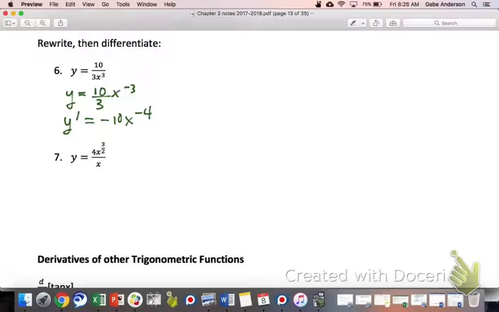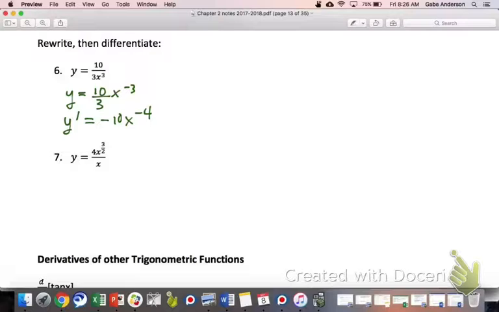Okay, so then number 7. This is even worse, isn't it? Because you could look at this and be like, oh, well, now there's an x in the top and there's an x in the bottom. I have to use the quotient rule. Wrong. Because it's just x to the 3/2 in the top, x in the bottom. What could I do to make this a whole lot more simple? Yeah, just to actually subtract the exponents or cancel out or whatever you want to call it.